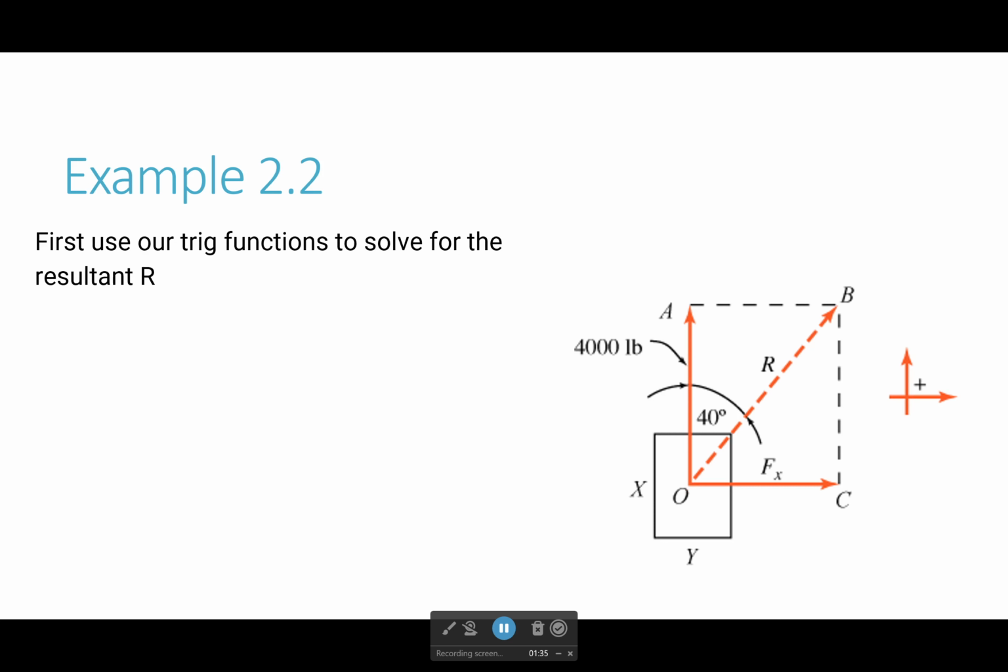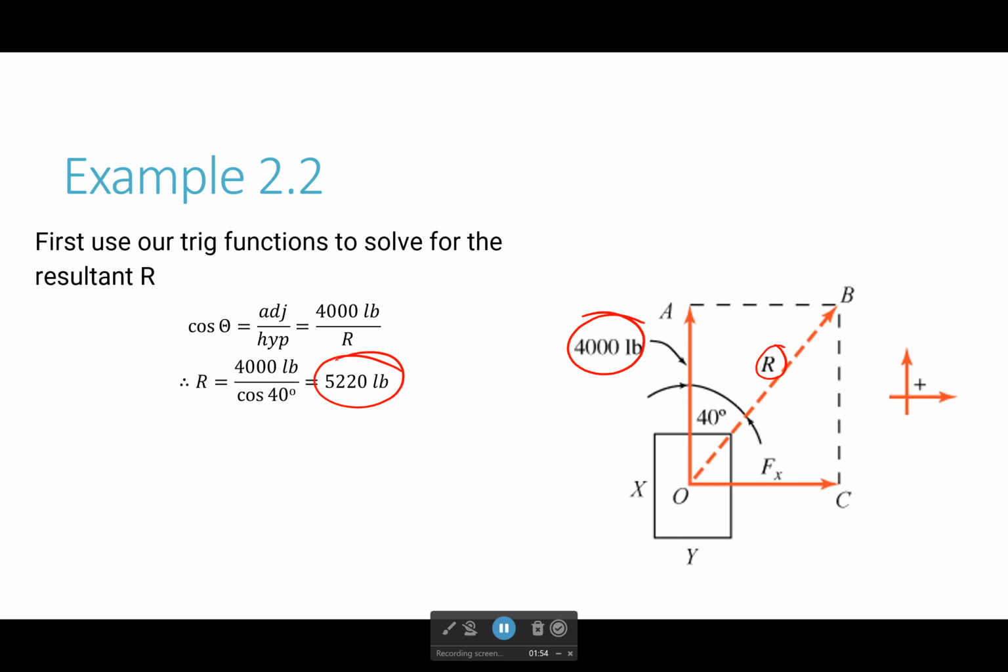First, we're going to use our trig functions to solve for R. Cosine of theta is equal to adjacent over hypotenuse. So I know the adjacent one right here. I don't know the hypotenuse, and so I need to solve. So I plug it in and I get that R is equal to 4,000 pounds over cosine of 40. As a note, your resultant here for these kinds of right triangle problems should be bigger than either of the components. So if this has gotten smaller, we know we've done something wrong. So 5,220 pounds, we're good.